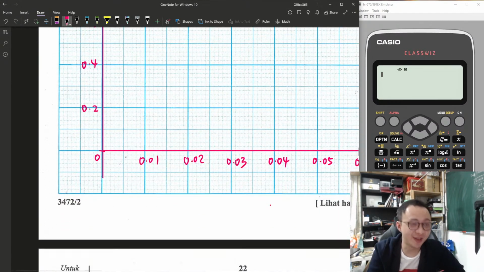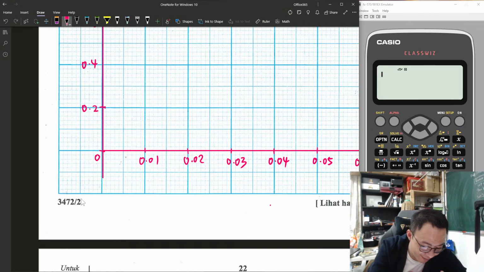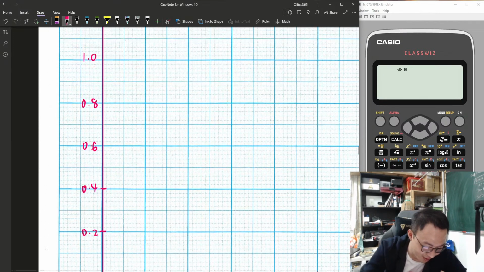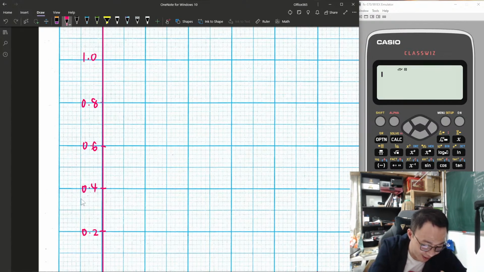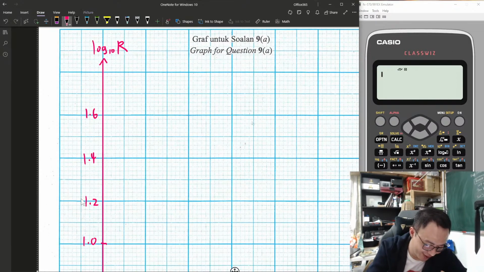Okay, so right now, yeah, you can draw a line for it if you want to look more accurate and professional. Just make your graph look nicer.